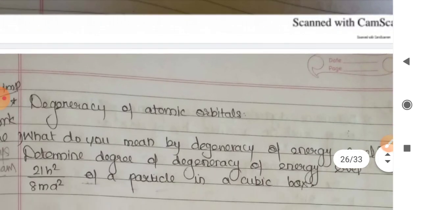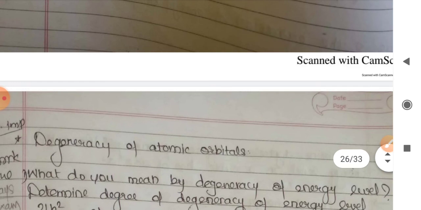So that is the end of the three important applications of our Schrodinger time independent equation to our system. The most important part of this unit is the degeneracy of atomic orbitals, so we will see that in the next lecture.